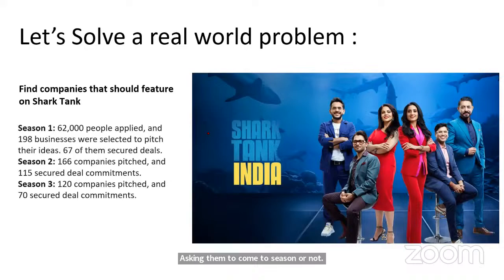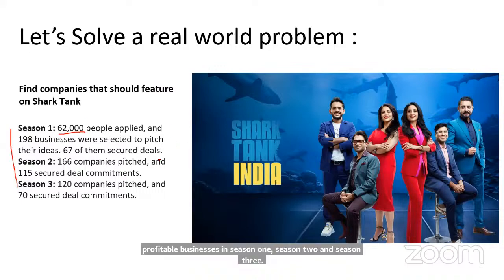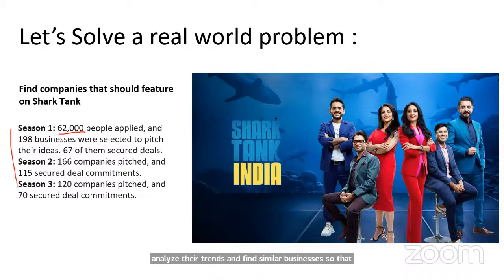So to make our processes smoother, in Shark Tank season 1, 62,000 people applied, right? So they don't want to make the same mistake that so many people apply, and they just want now the people who are the winners, or who are the kind of profitable businesses in season 1, season 2, and season 3, analyze their trends and find similar businesses, so that they don't have to invest in a company which is not profitable.